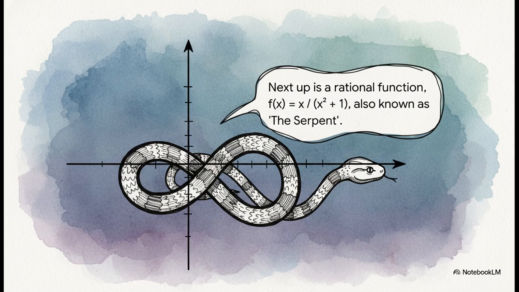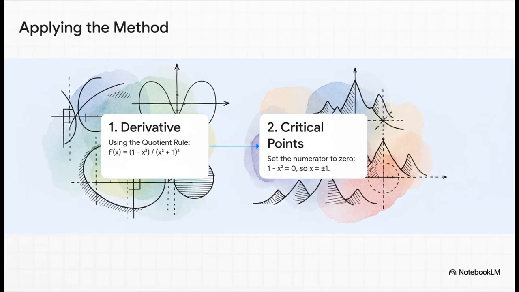It goes up, it comes down, and then it levels out. So this time, we should probably expect to find both a local max and a local min. Okay, so step 1, the derivative. We apply the quotient rule, and after a bit of work, we get this fraction here.